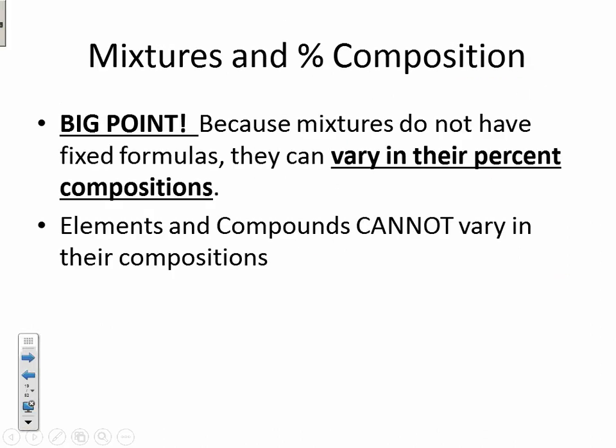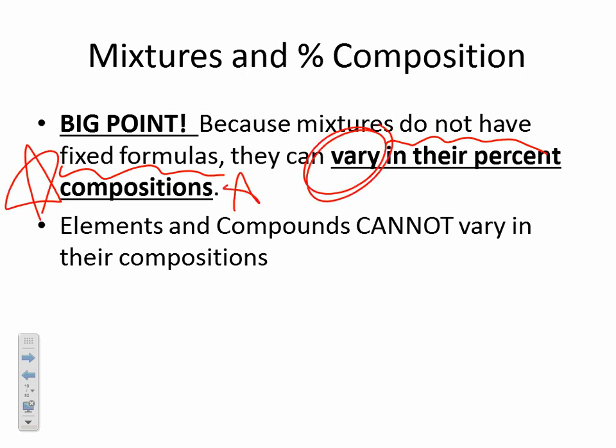And then lastly, the really big point about mixtures and percent compositions: mixtures do not have fixed formulas, so they vary in their compositions. For example, you can get milk in different percentages. Milk is a mixture. You can get whole milk, 2% milk, 1% milk, skim milk. You can get different concentrations of vinegar at the store. You can get different concentrations of rubbing alcohol at the store, like 70% rubbing alcohol or 90% rubbing alcohol.